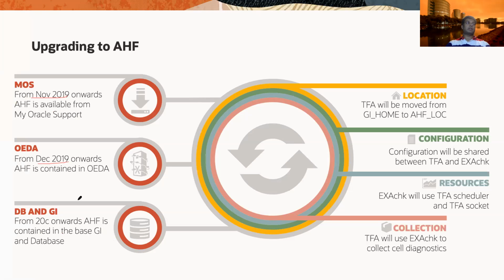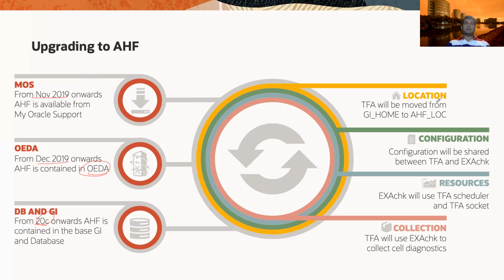From December 2019 onwards, it's contained in OEDA. OEDA is the installation tool or configuration tool for the Exadata environment. And from 20C onwards, AHF is also contained in the base GI and the database. This is actually also there in 19C in some of the later versions like 19.3 and 19.4. AHF is also contained in the base GI and database versions.